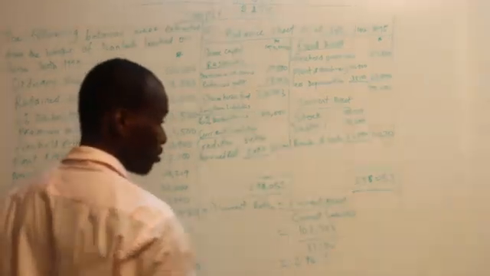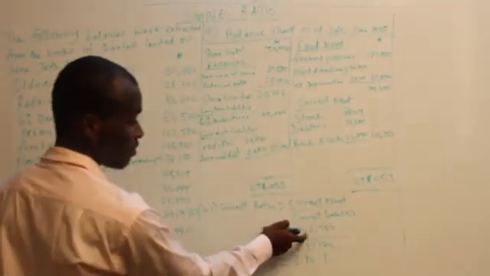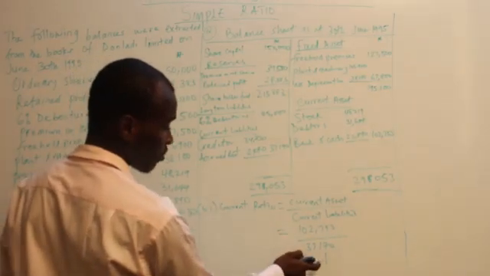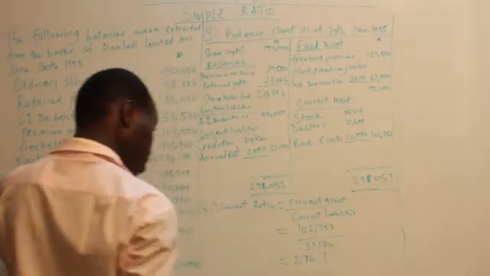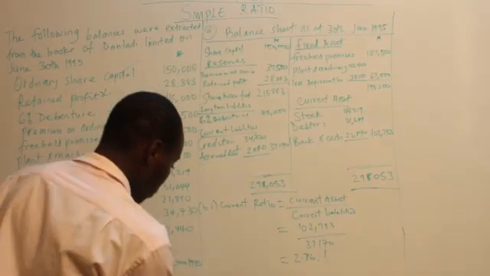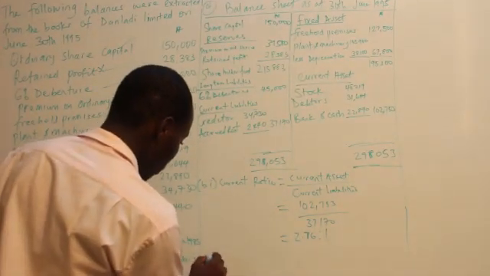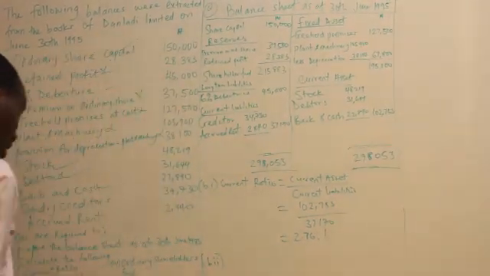That is the current ratio. So you divide this by this and divide this by this. Dividing by this will give us 2.76, and that will be 1, ratio 1. So that is the correct way of writing ratio. 2. Working capital.